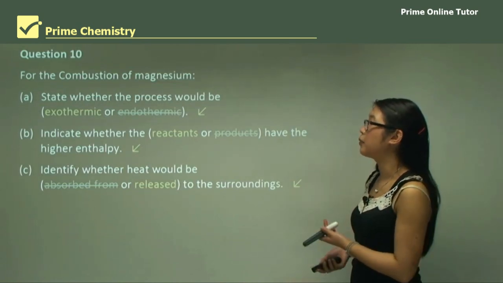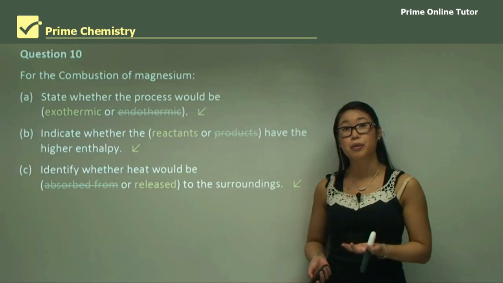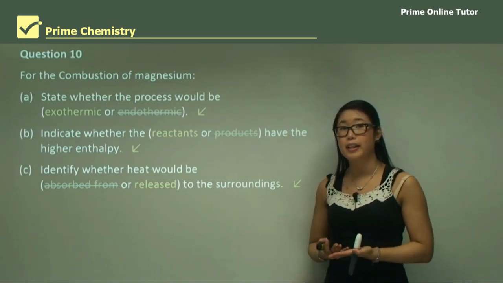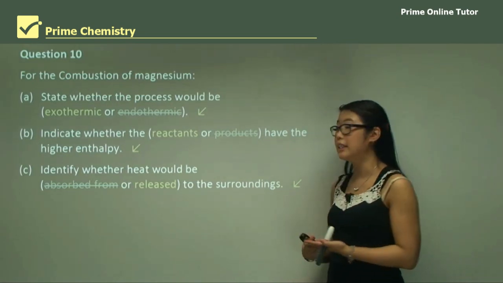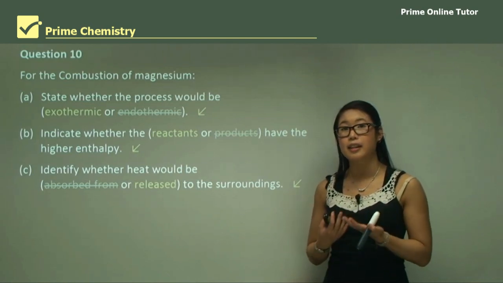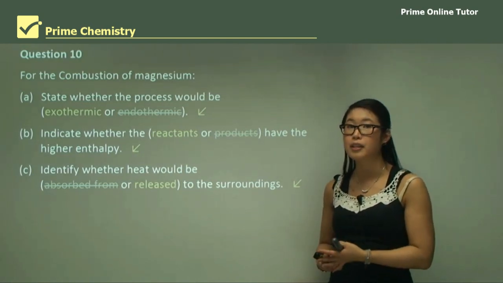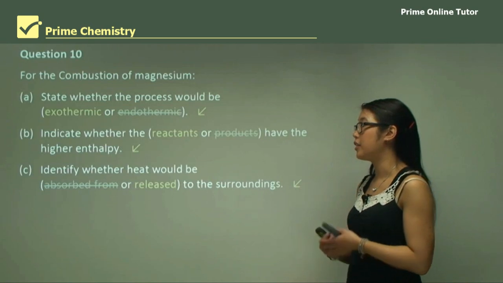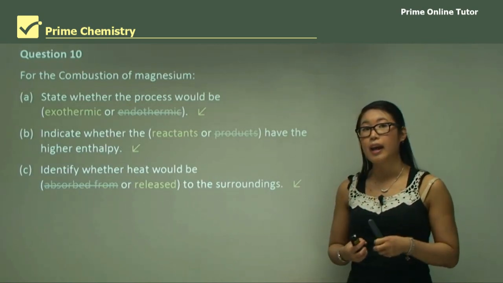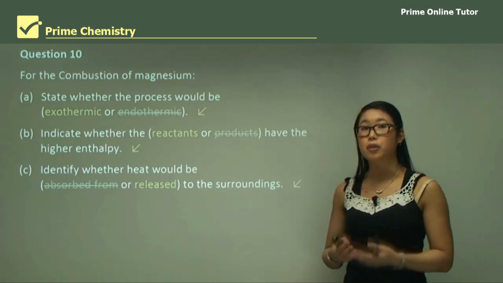So what we were doing today was looking at exothermic and endothermic reactions. Just remember that exothermic reactions release heat and therefore have a delta H of a negative number. And the endothermic reactions are the opposite. They absorb heat and therefore the delta H is positive.